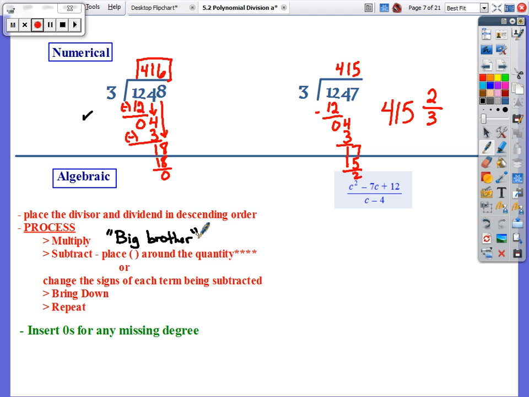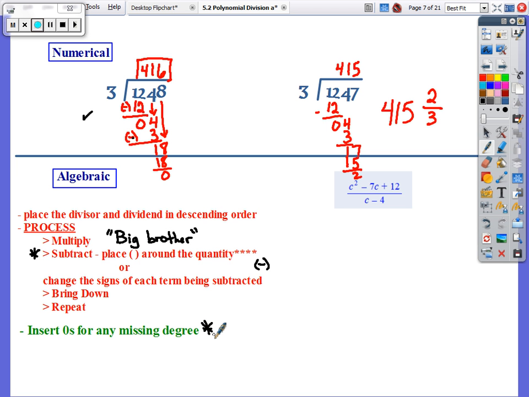Then we're going to subtract those quantities, just like we did here. We subtracted, and we subtracted over here. When we do subtraction, you want to be very careful because we're subtracting quantities instead of just one single term. So we need to make sure to distribute a negative through. You either need to place parentheses around the quantity, or you can change the signs of each term being subtracted, or even a third option is you can put a little bubble around the subtraction sign just to remind you that you're subtracting an entire quantity. Whatever you feel works best for you, stick with it. All those would be good options. Then we're going to bring down the next term, and then we'll repeat the process.